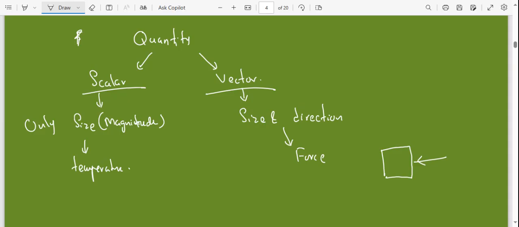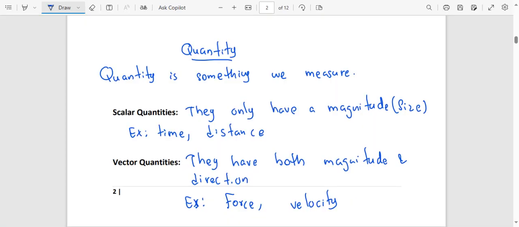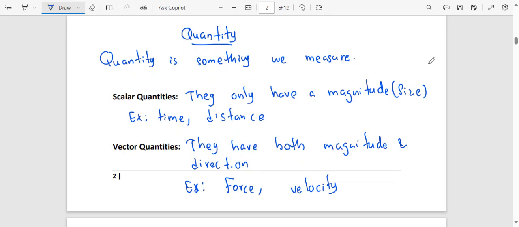Therefore, first we can make a small note. You can write this: a quantity means something that we can measure. If you want, you can mention an example, such as length or time, any example. Then these quantities we can divide into two: scalar and vector quantities. Scalar quantities only have a magnitude. Magnitude means a size. For example, time and distance. Vector quantities have both magnitude and direction. Examples are force and velocity.